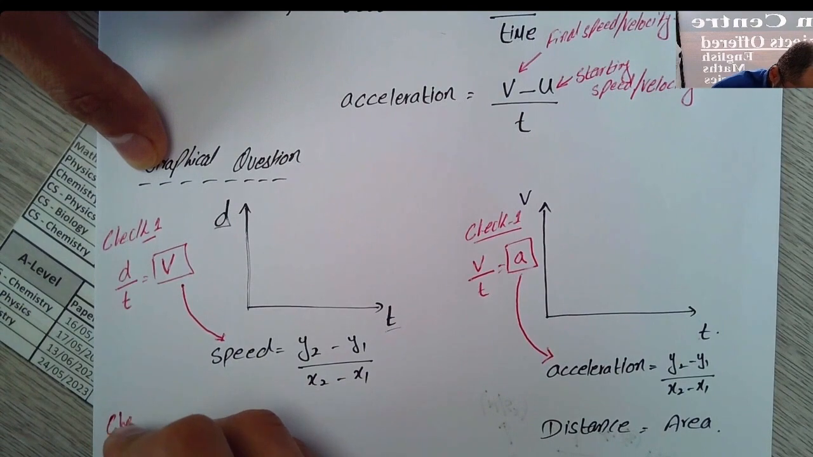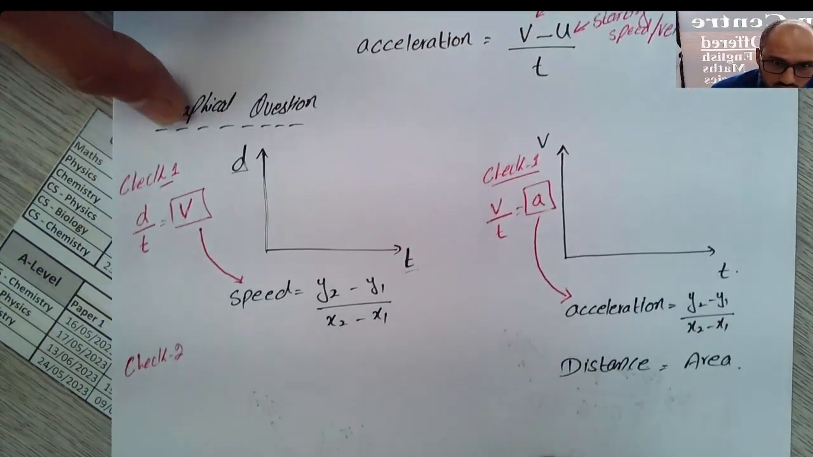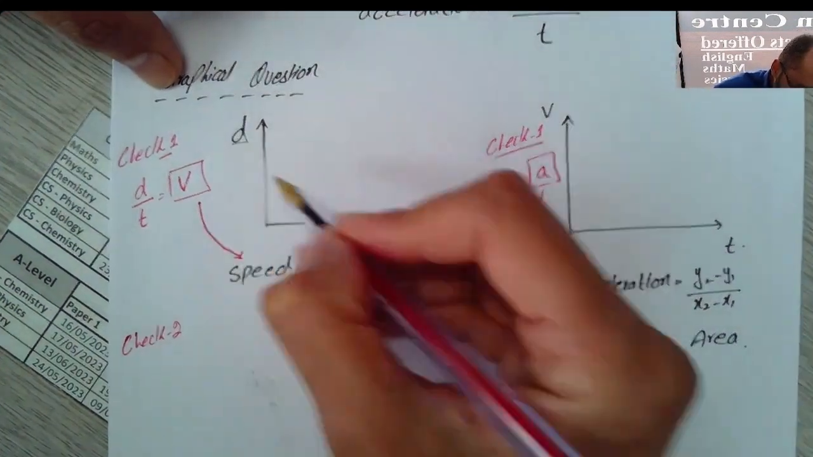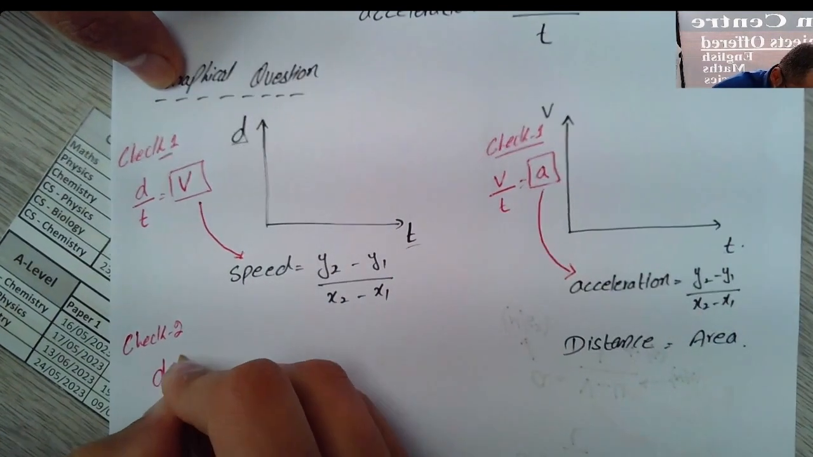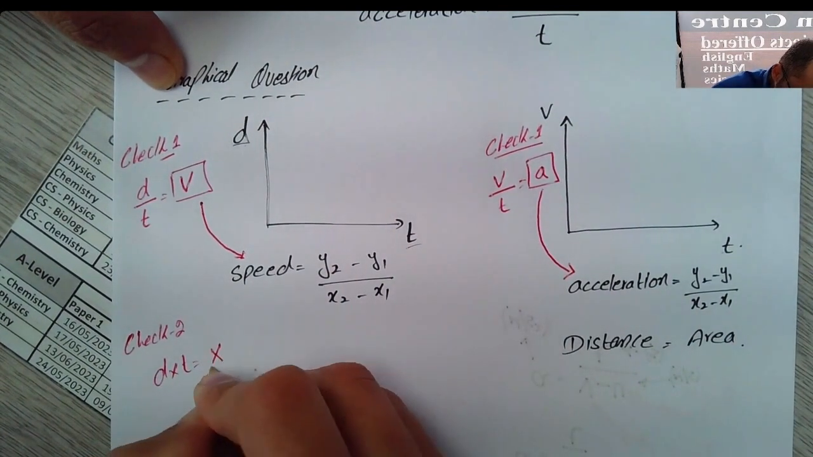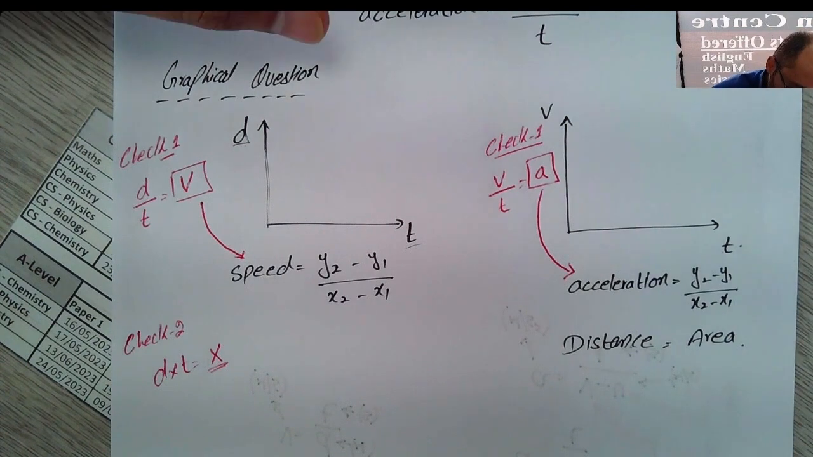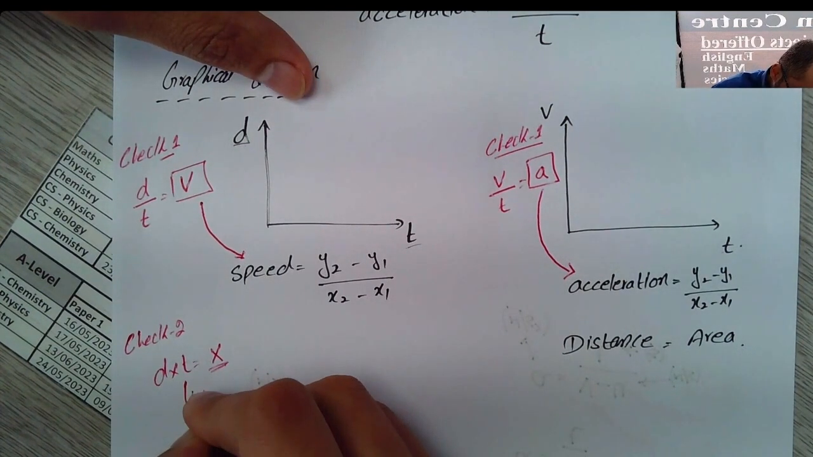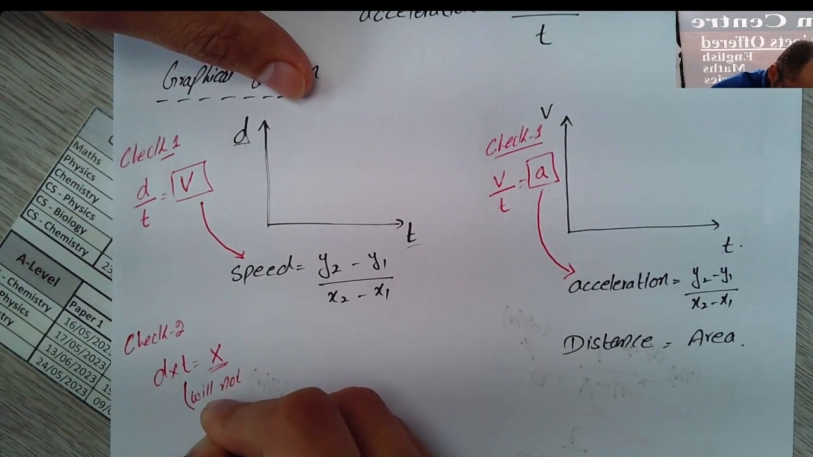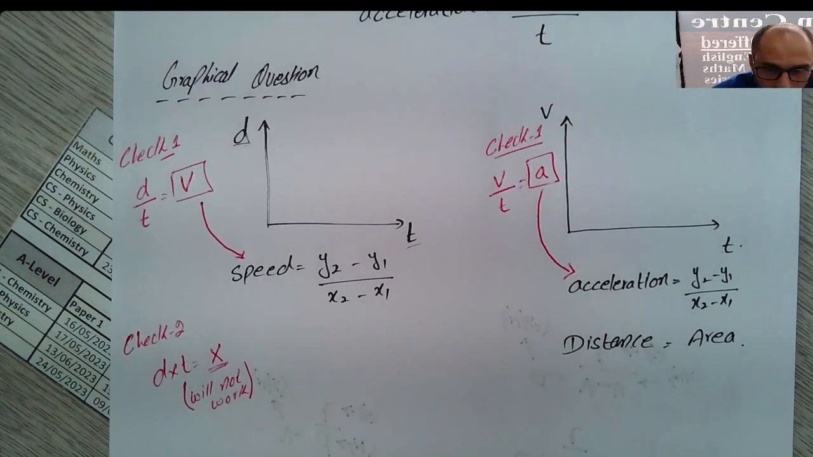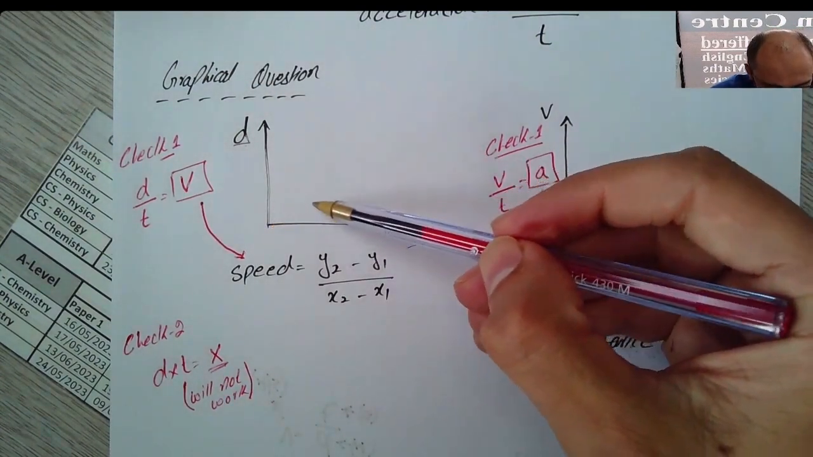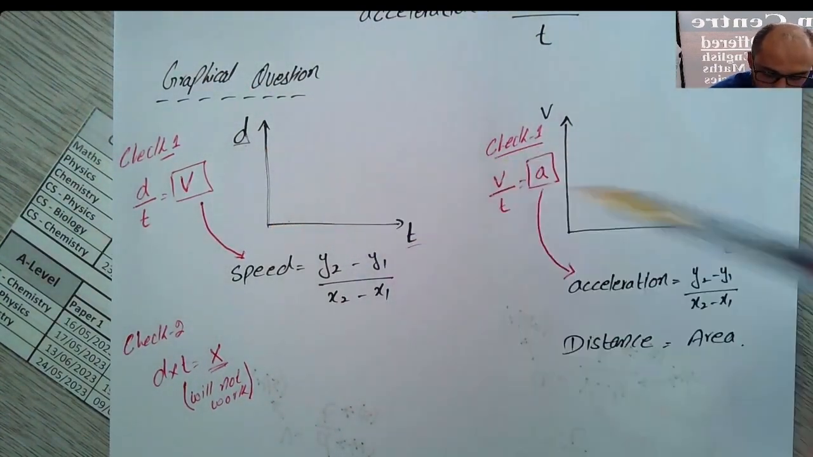Okay. Similarly, there was check 2. I can do check number 2. What is check 2? In check 2, we multiply y with x. So if I multiply d times t, I don't get anything here. So nothing will come out here, right? So this one will not work now. So we can't work out anything if we calculate the area under the graph for distance time graph.